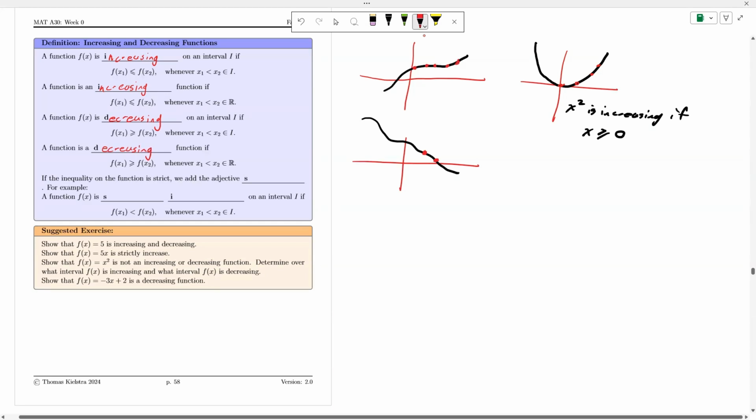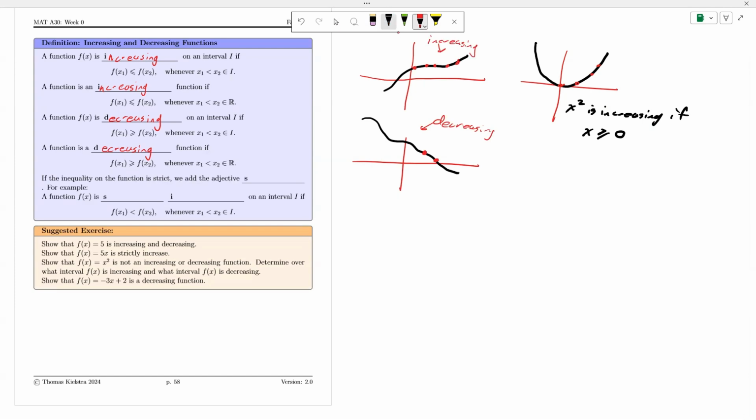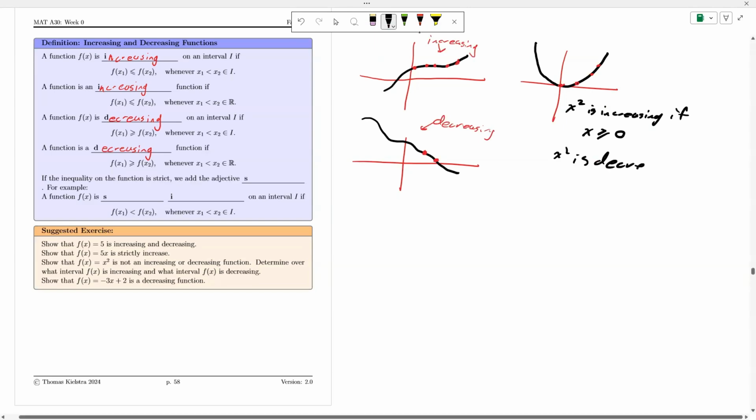Now here, this is a decreasing function. This is increasing. But here, x squared is decreasing if x is less than or equal to 0.